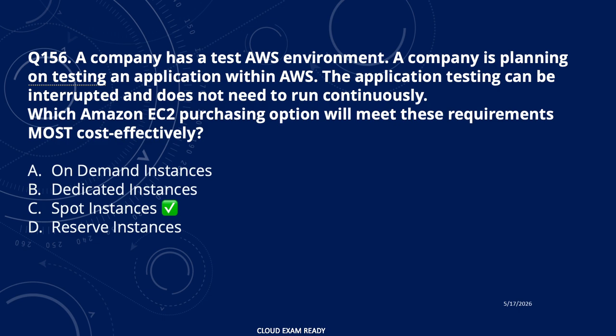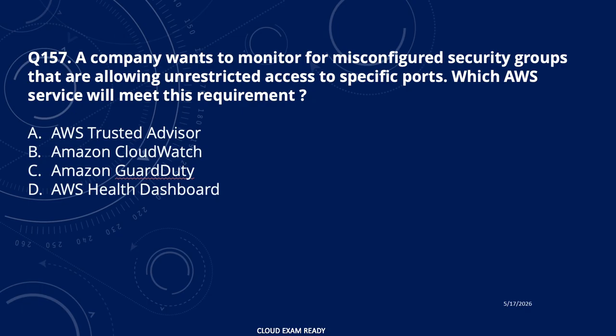Okay, next, question number 157. A company wants to monitor for misconfigured security groups that are allowing unrestricted access to specific ports. Which AWS service will meet this requirement? So we have options. Option A, AWS Trusted Advisor. Option B, Amazon CloudWatch. Option C, Amazon GuardDuty. And option D, AWS Health Dashboard.